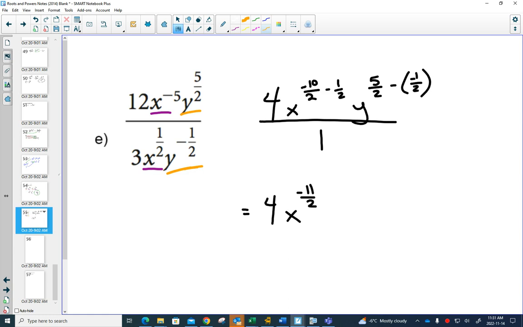Negative 11 over 2. And what is 5 over 2 minus negative 1 over 2? Now it would be y to the 6 over 2. 6 over 2 simplifies to just 3. Our final simplified answer, since we have a negative exponent, I would move that to the bottom. And we get 4y cubed over x to the 11 over 2.